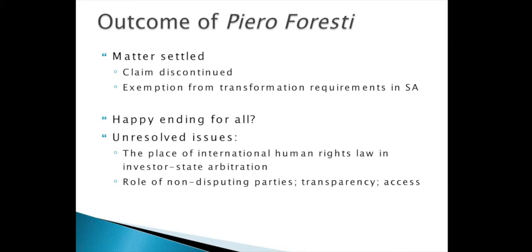I asked the question whether this was a happy ending for all. It was rather odd and perhaps ironic. Both parties, the state and the mining companies, claimed victory, and they went before the tribunal to argue the costs issue, and both claimed they had been successful. The mining companies claimed they had been successful because they had been granted this exemption and would be allowed to continue their operations. And the South African government claimed it had been successful because the mining companies had not obtained any finding that there was an expropriation or a breach of fair and equitable treatment. So they argued their costs. As it turned out, the tribunal ordered the mining companies to pay a portion of the South African government's costs, and that was the end of the matter.